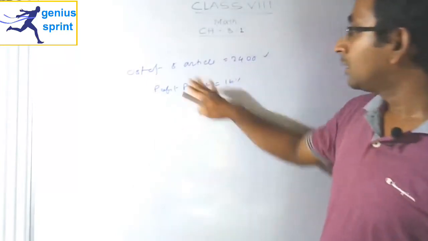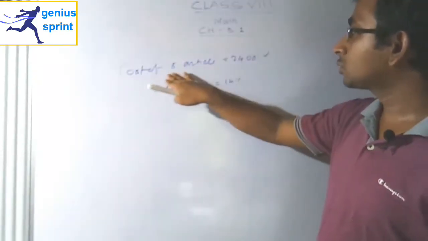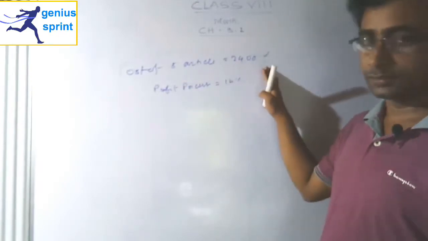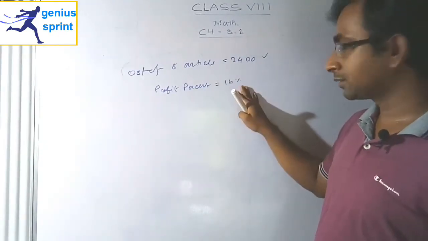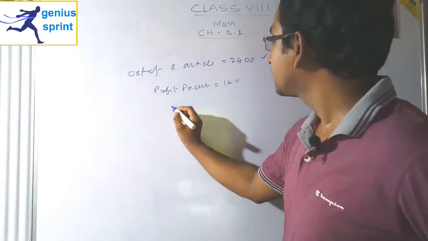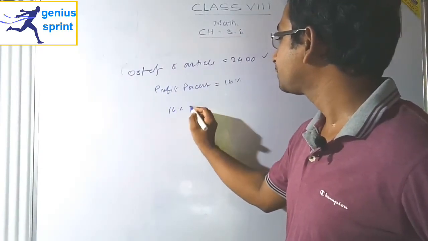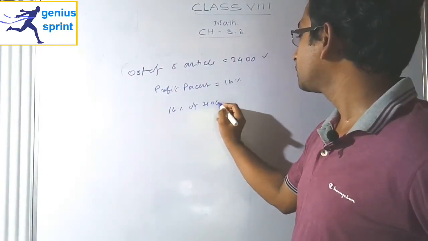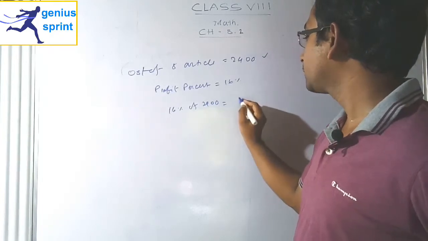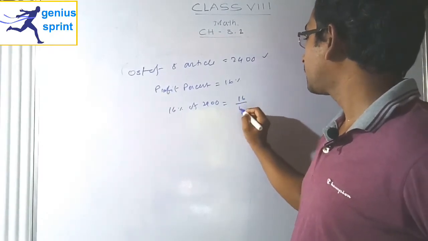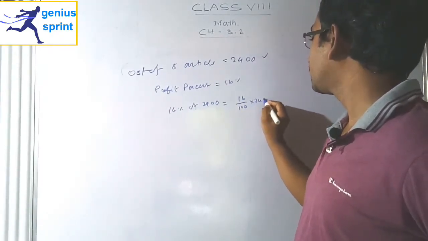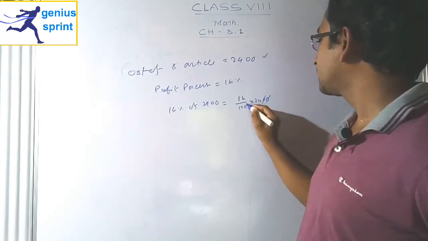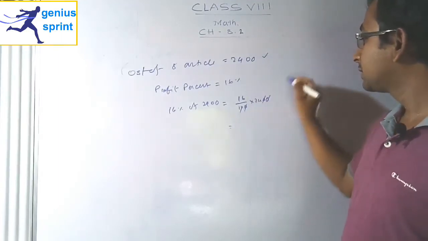So here the cost of 8 articles is equal to 2400, and the profit percentage is equal to 16. So first of all, find 16% of 2400, which is equal to 16 upon 100 into 2400. Cancel out the 00, then you will get 16 into 24.